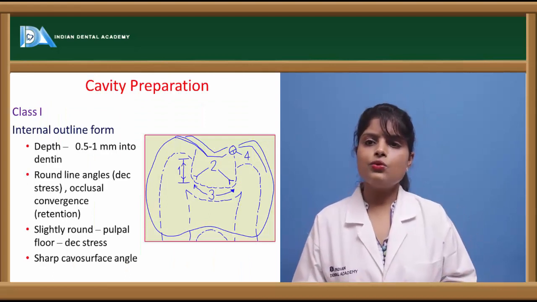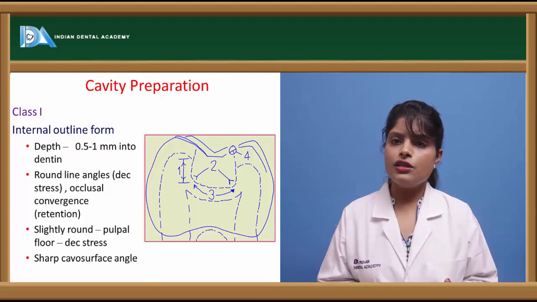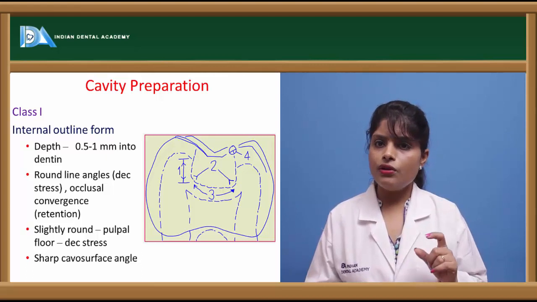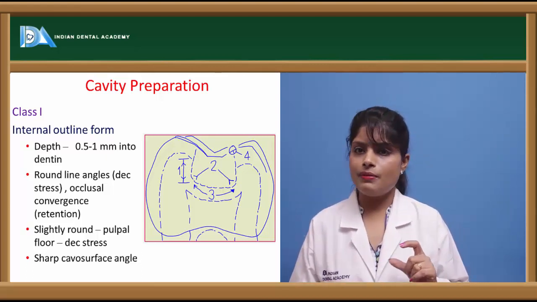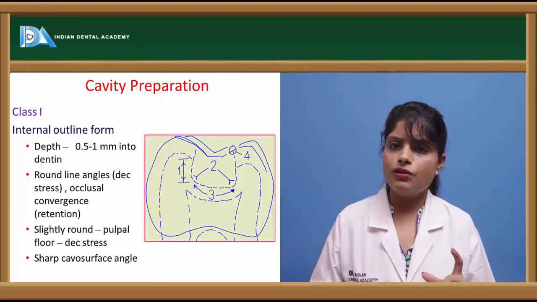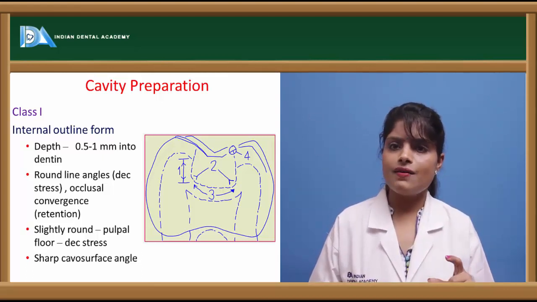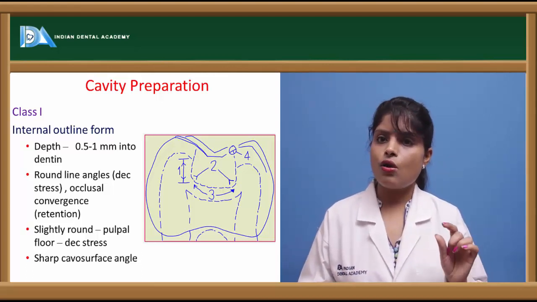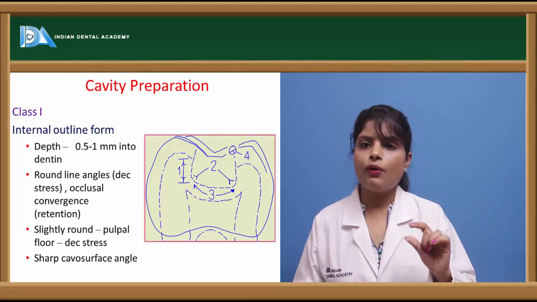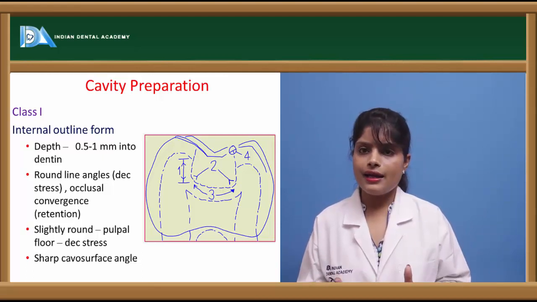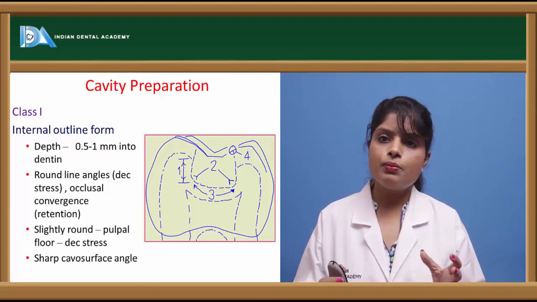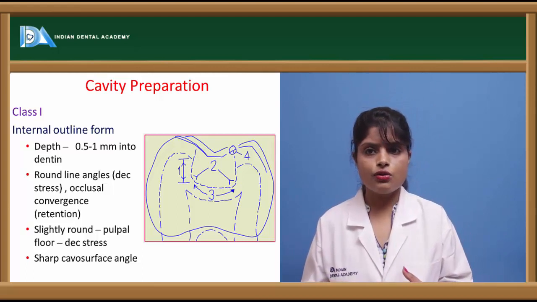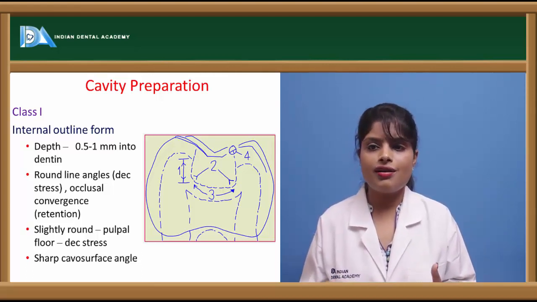Now, in the case of class 1 cavity, what are the basic features or factors for the class 1 cavity? First of all, the depth of the cavity should be kept in mind because the primary dentine is less thick than that of the permanent teeth. So, the depth of the cavity should be just 0.5 mm to 1 mm into the dentine, and the total depth of the cavity should be about 1.5 mm. All the line angles and the point angles should be rounded to prevent any excess stress on the tooth and the restorative material so that it does not break out or the tooth does not crack.